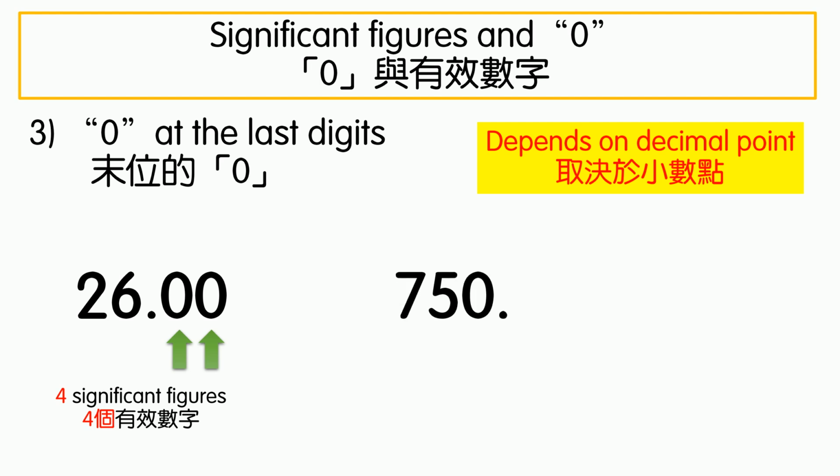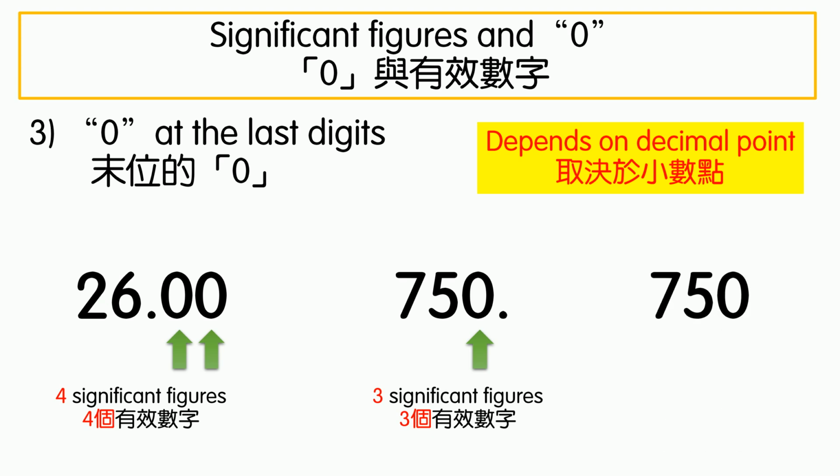Again, in this example, in primary school we won't write in this way. But this time, the decimal point represents the accuracy of this number. So that's why we treat the zeros as important. There are 3 significant figures. If we take away the decimal point, we just treat the first one as significant, and the last 0 is non-significant. That's why we only have 2 significant figures.